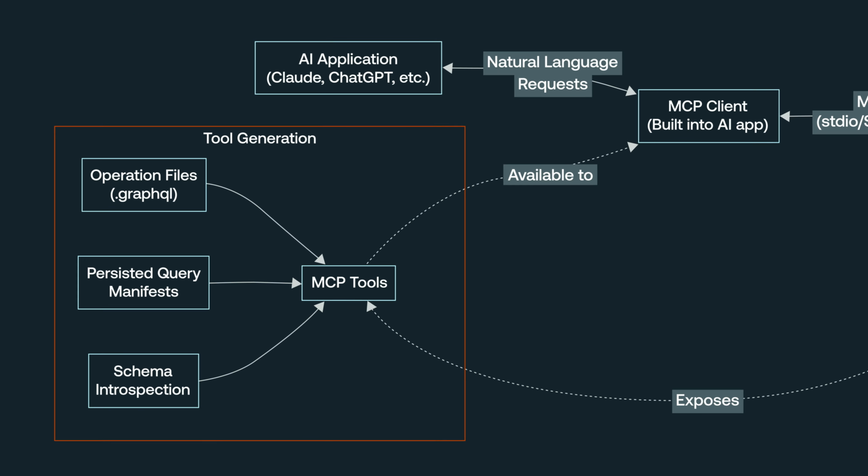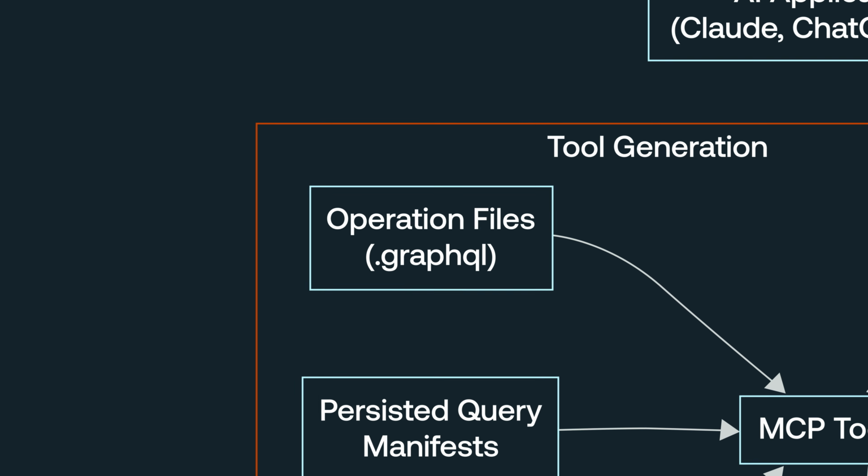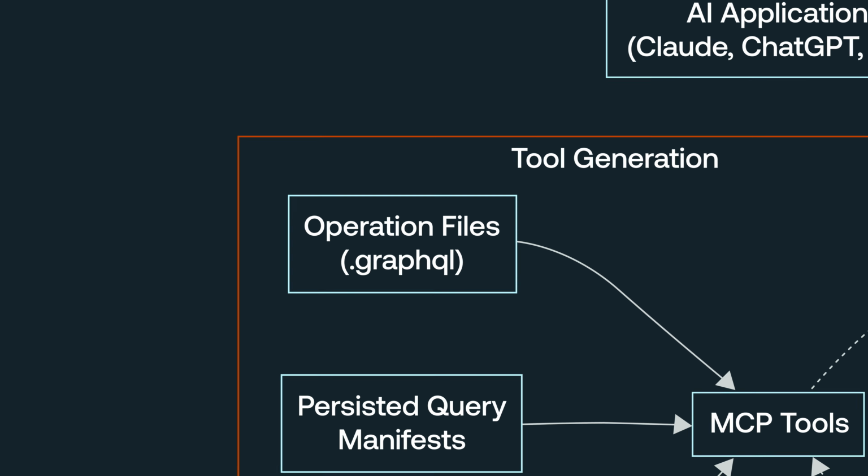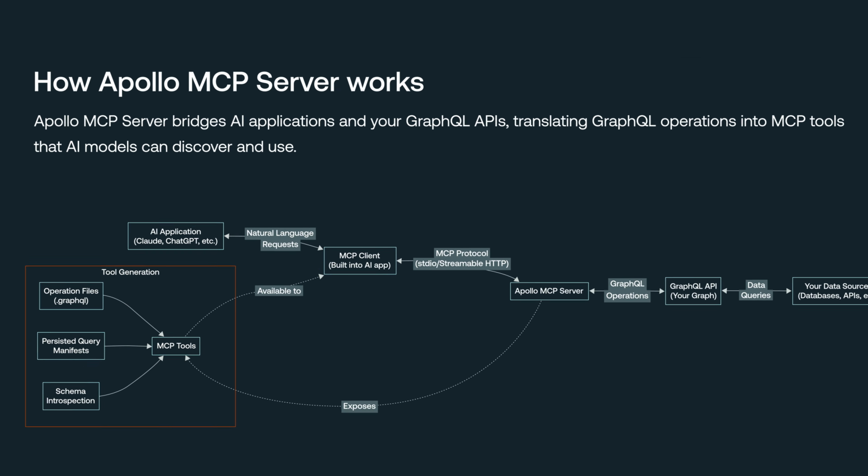If you go ahead and follow the arrow back to the left side of the diagram, you can see tool generation, right? And you can generate tools through a few different things: schema introspection, persistent query manifests, or what we're going to be doing here, which is operation files. That is to say, just regular old GraphQL queries, mutations, what have you. And those can just be as simple as defining a GraphQL document, as you're about to see. And that's why this is so exciting, why it's just, to me, such a no-brainer for building an AI architecture on top of what you already have.